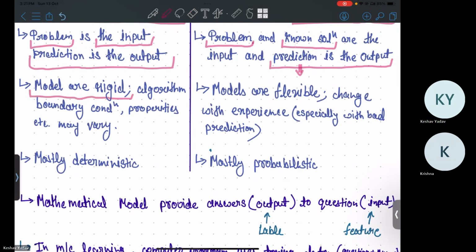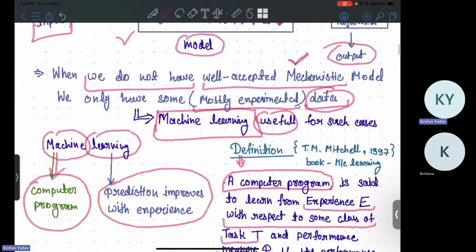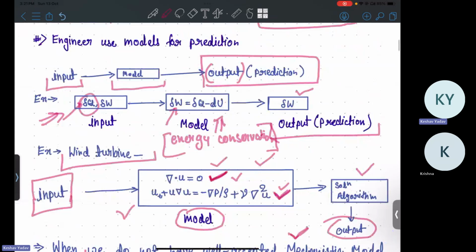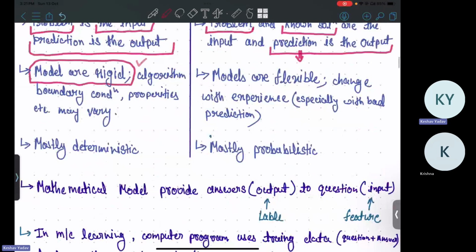The traditional models are rigid. What do we mean by rigid? Rigid means the model is based on some conservation principles like mass conservation, momentum conservation, energy conservation. So these models are rigid. It means we cannot change the mechanism that is governing the problem. We cannot change the model.